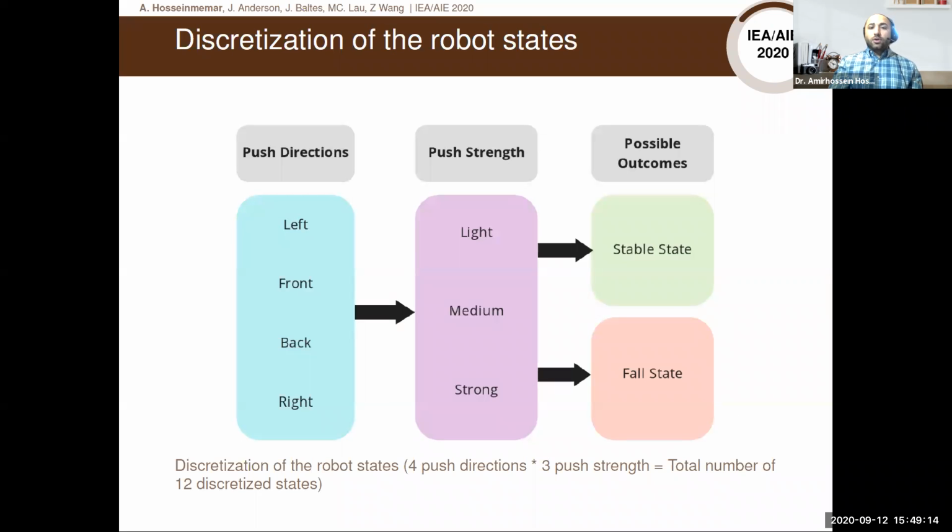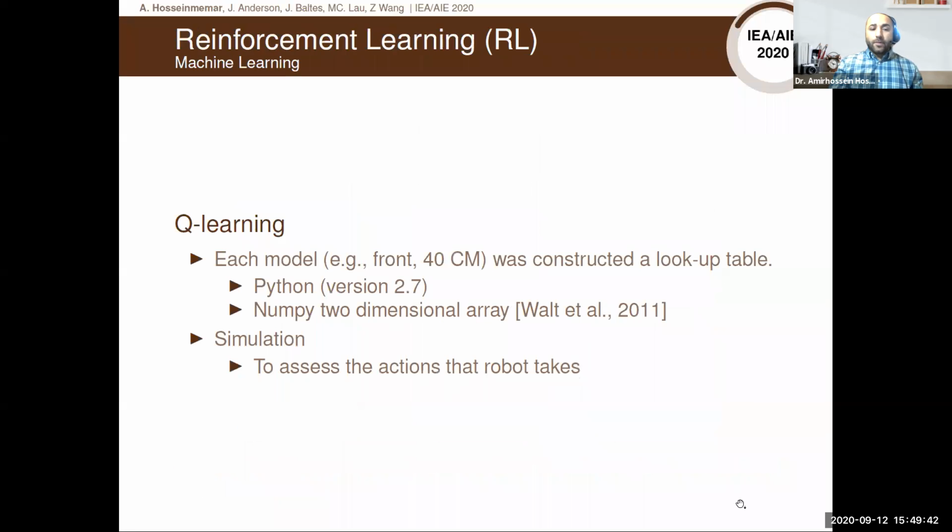Then discretization of the robot states. We push the robot from 4 directions: left, front, back, right. And the push strength is going to be light, medium, and strong. At the end, the robot is going to be either in a stable state or a fall state. So we have 4 multiplied by 3, which is a total of 12 discretized states.